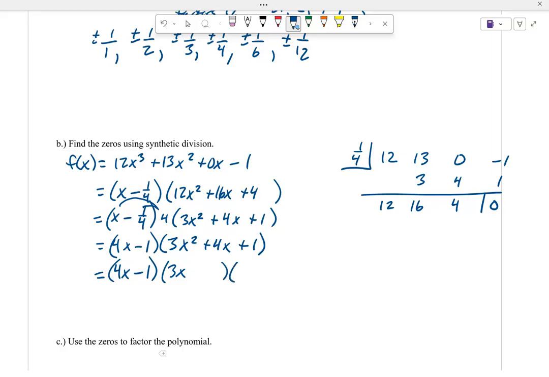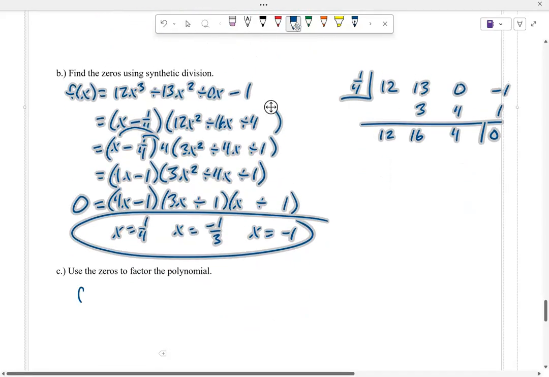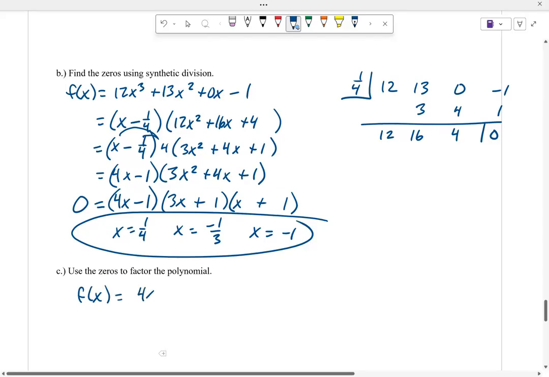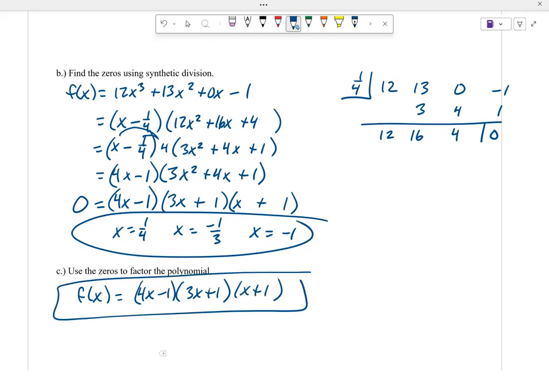And 3x and x, 1 and 1. Looks like it's got to be a plus and a plus. And that will be the rest of my zeros. So I get a fourth, I get negative 1/3, and it looks like negative 1 would have started us on our way. It's doing that as well. Let's go ahead and write it in factored form. 4x minus 1, 3x plus 1, and an x plus 1.